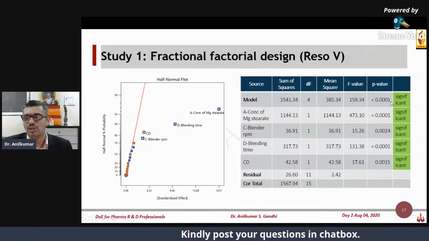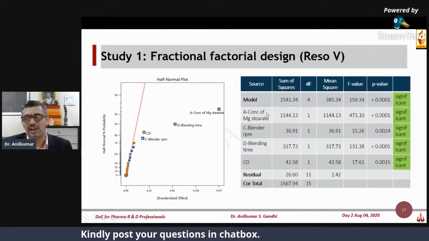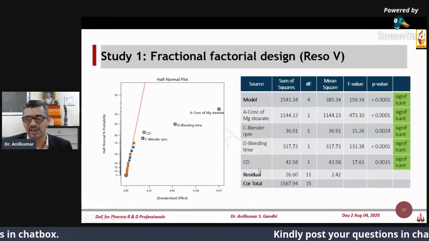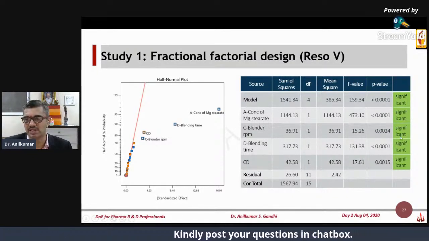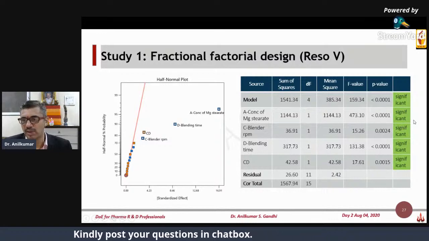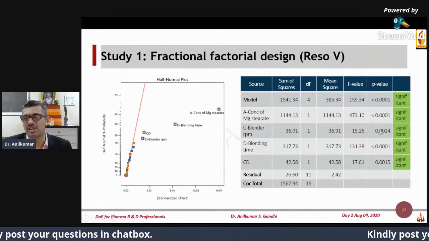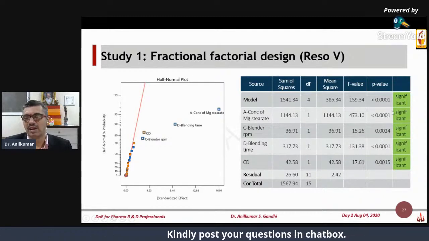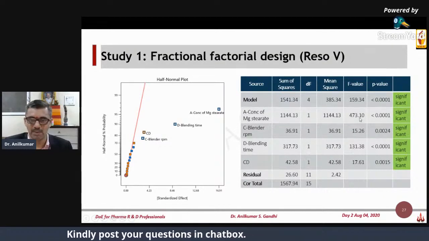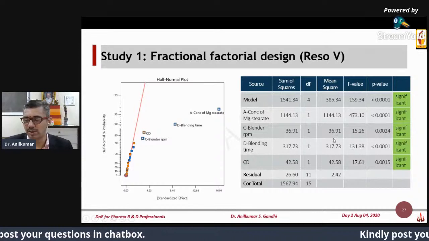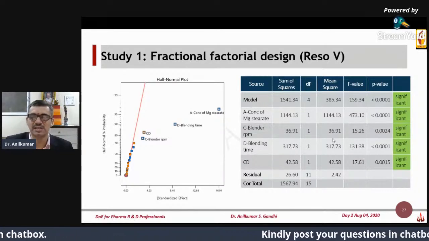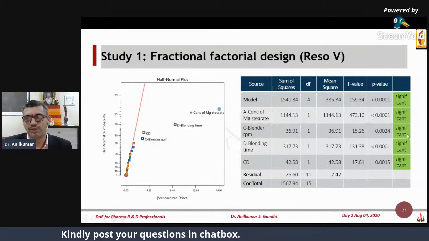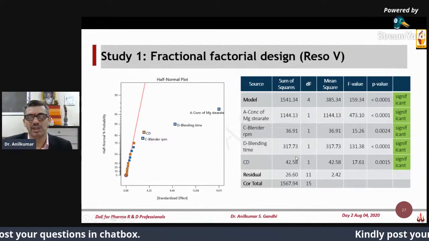Now, when we look at the ANOVA data, you will see here that again the concentration of mixture rate, blender RPM, blending time, and CD, all effects are significant. How do we determine significant effects? Because all these values are less than 0.05, and therefore they are significant. This is the same. So the extrapolation of the results remains the same irrespective of the design you select. Okay. So we have seen these 4 effects being significant.